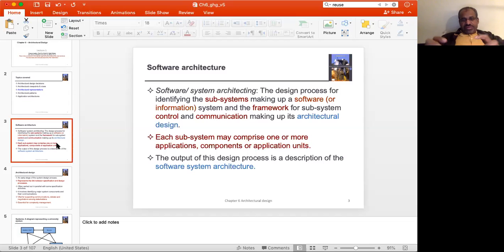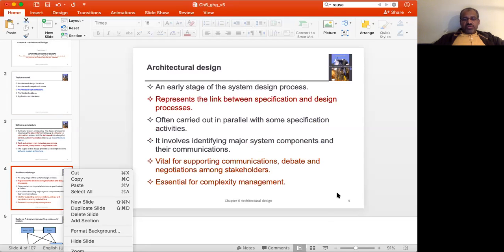So every subsystem in the software may contain one or more applications, components, or application units, parts of applications, for example, or databases, or whatever, things that are necessary for the whole system to operate. So the output of the design process is a description of the software system architecture, but also, as I said, sometimes we have to represent the entire information system architecture, and the software is one such component. If you're interested in reading more about that, you need to follow up on this topic. Maybe look under the heading Enterprise Systems Architectures or Enterprise Architectures.